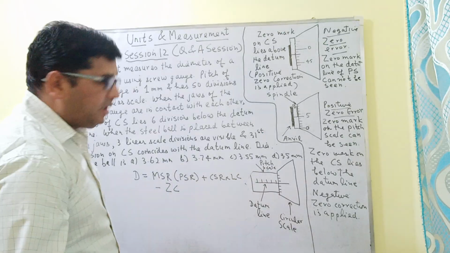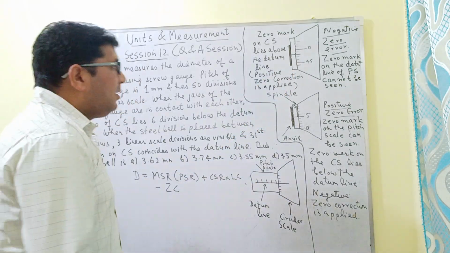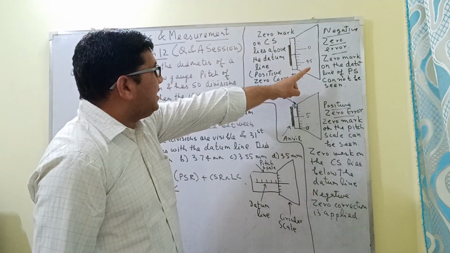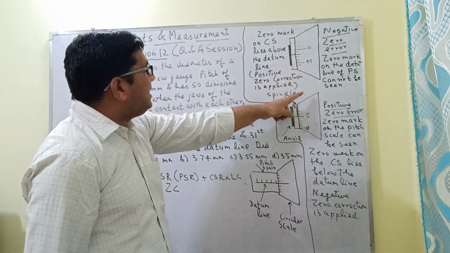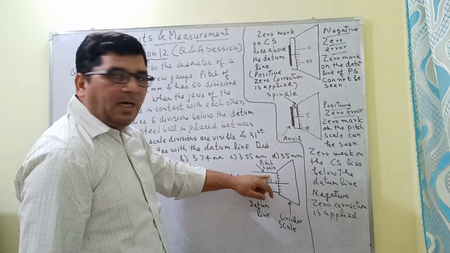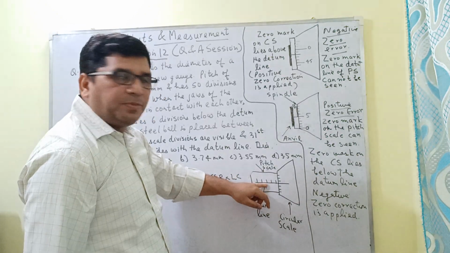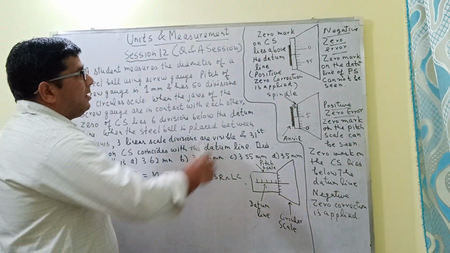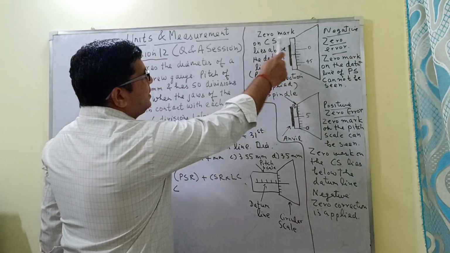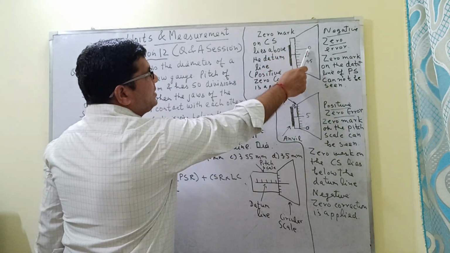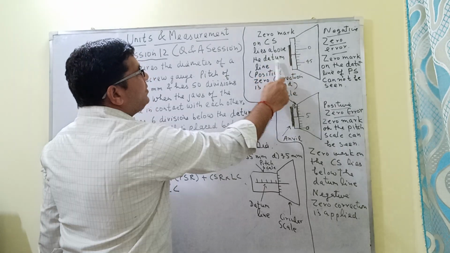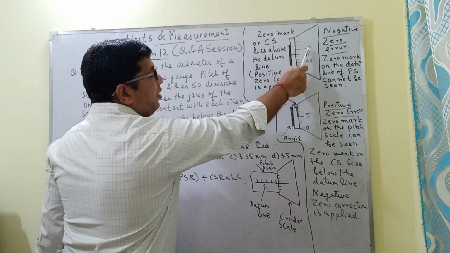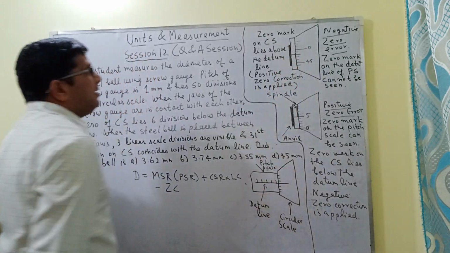Now there is one more thing, that is called the negative zero error. In the case of the negative zero error, I have clearly written here that the zero mark on the datum line of this pitch scale is not seen. वो आप देख नहीं सकते, वो छुप जाता है. ठीक है? And what happens is that the zero mark on this circular scale, you can see here, lies above the datum line. This is the datum line, so this zero mark on the circular scale can be seen above the datum line.